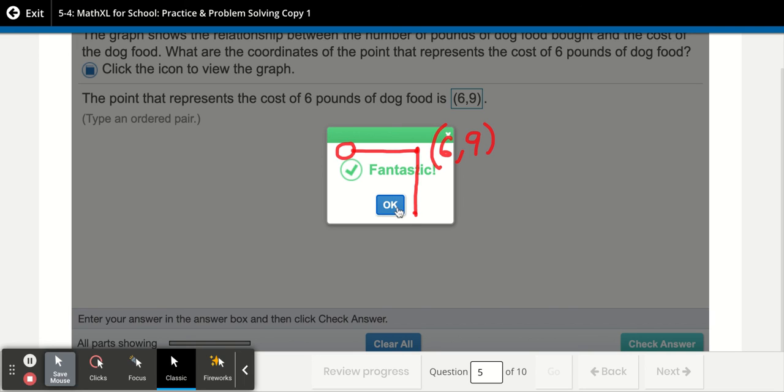Fantastic. All right. We just covered 5 additional examples on lesson 5, which is like solving problems with graphs and using our ratio tables. So use those. They'll be helpful. And let me know if you have any questions.